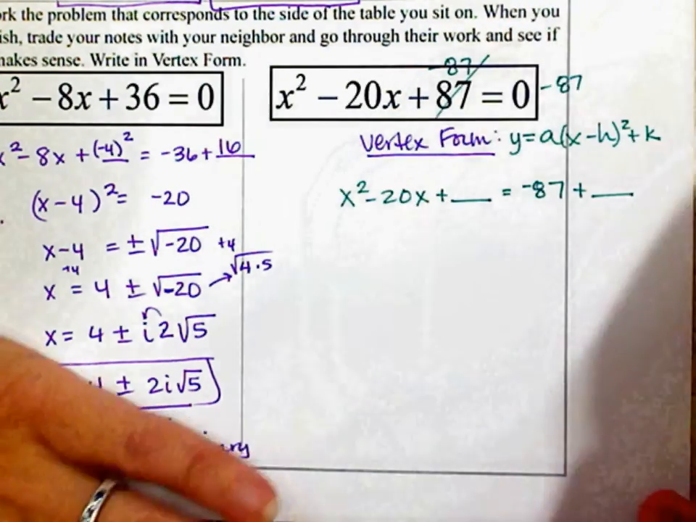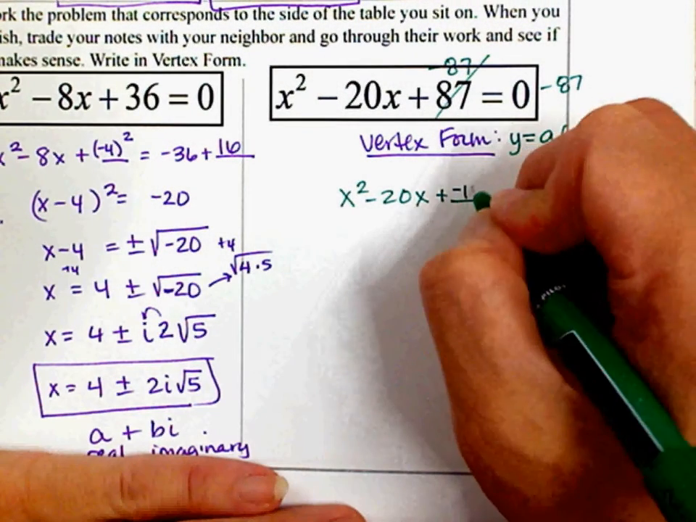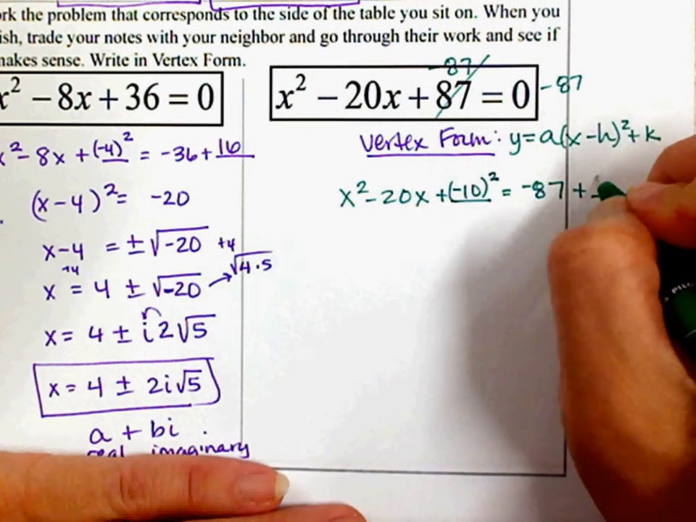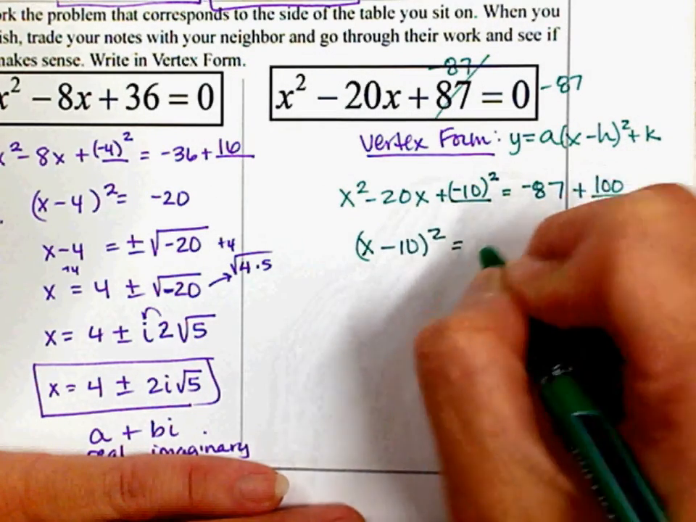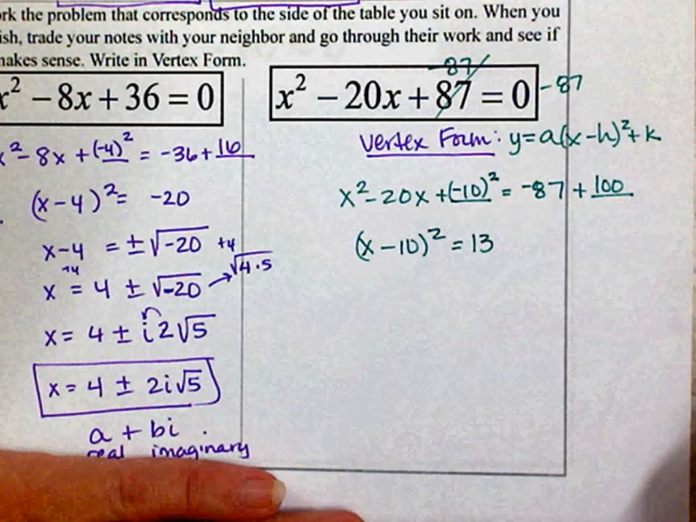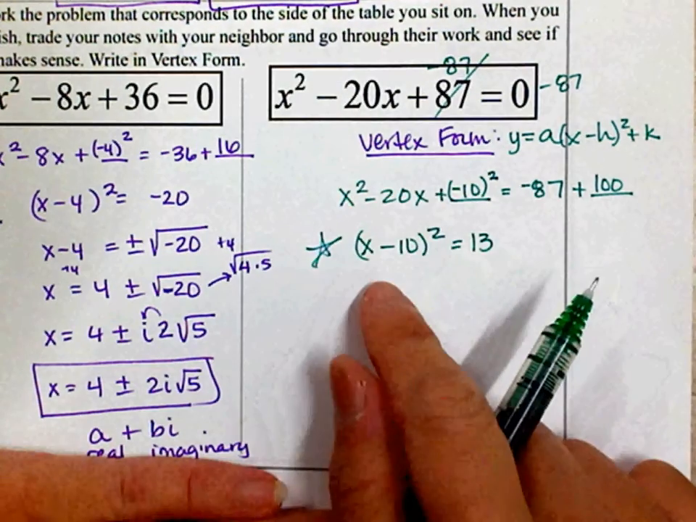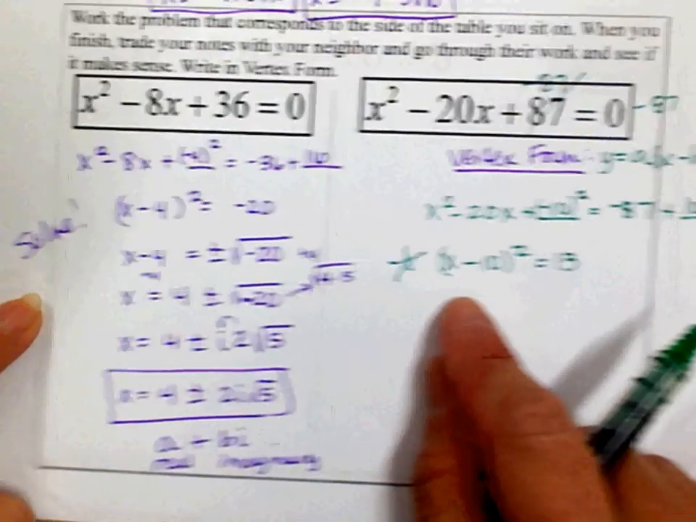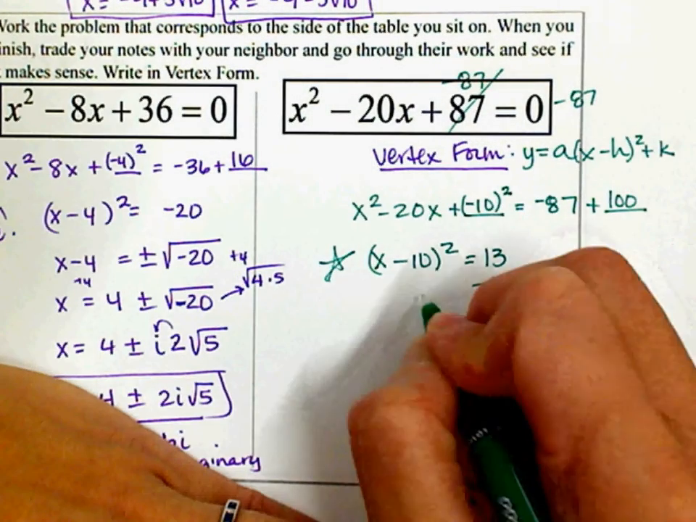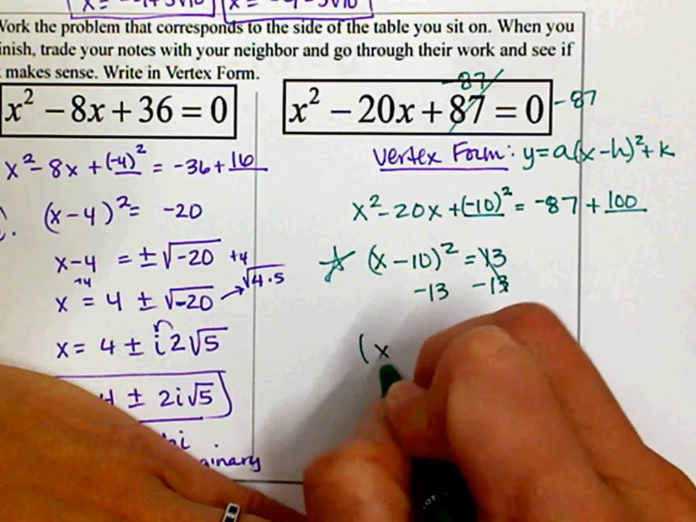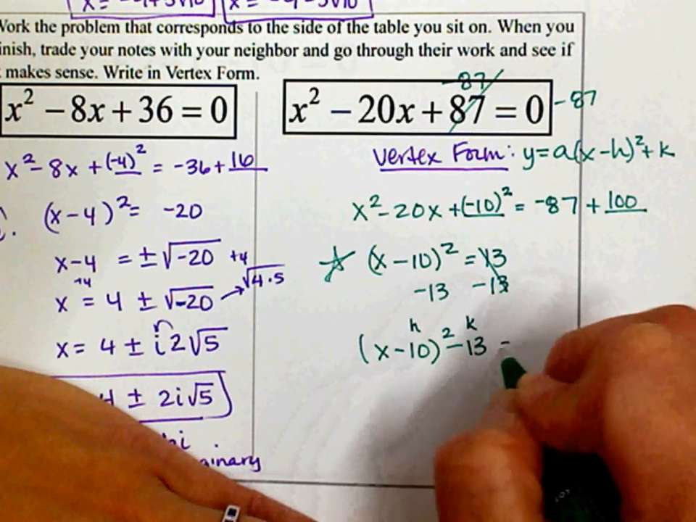Half of negative 20 is negative 10 squared. Negative 10 squared is 100. So (x minus 10) squared, factor form, is equal to 13. All right. From here is when you decide, are you solving or are you writing in vertex form? I'm asking you to write it in vertex form, so I want to move 13 over. So (x minus 10) squared minus 13. There's your h, there's your k. Set that equal to 0. And there's your vertex form.